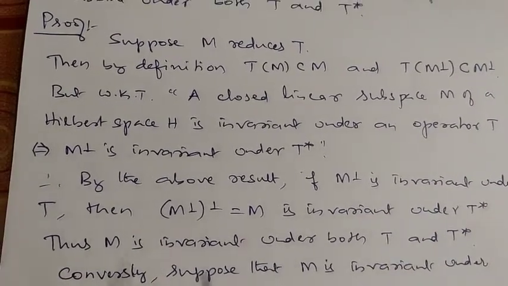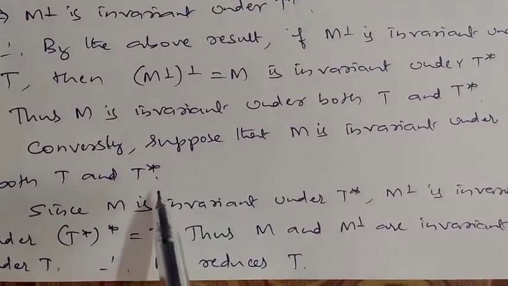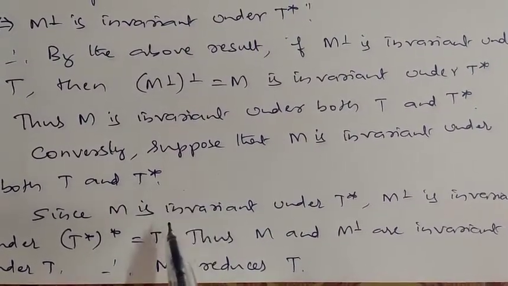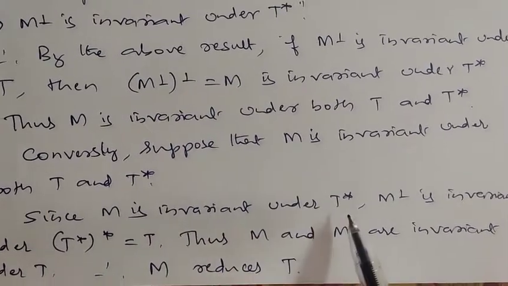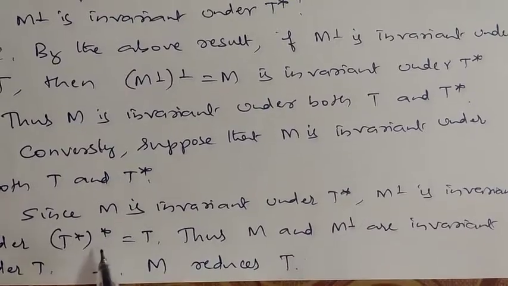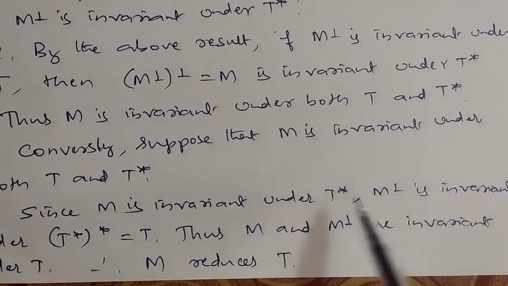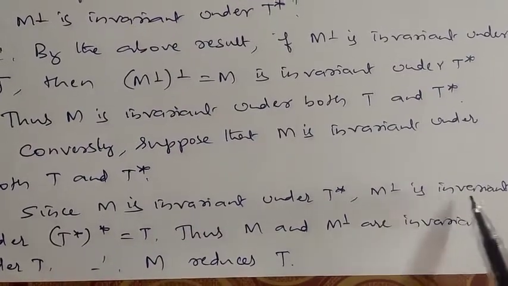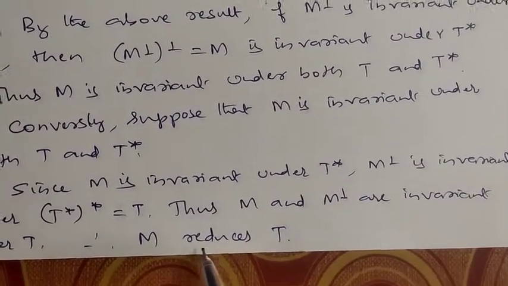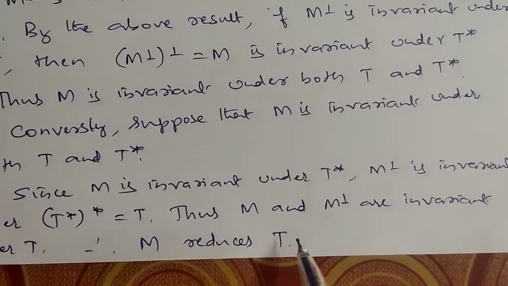Conversely, suppose that M is invariant under both T and T star. Since M is invariant under T star, again by the above, M perp is invariant under T star whole star, which means M perp is invariant under T. Now, M is invariant under T and M perp is invariant under T, which means M reduces T. Then by definition, M reduces the operator T. Next result.